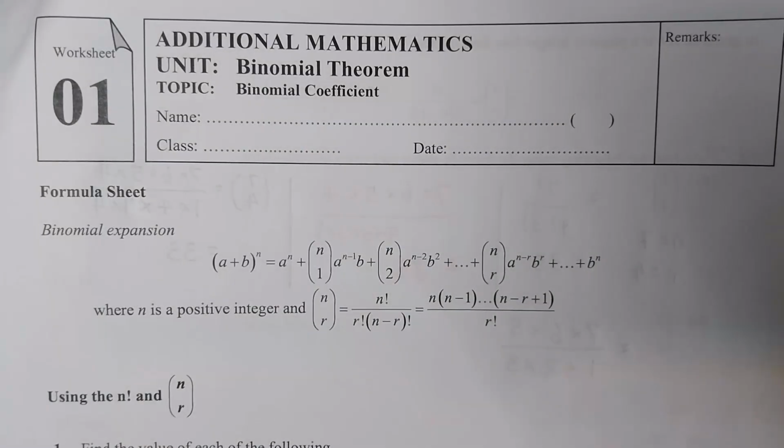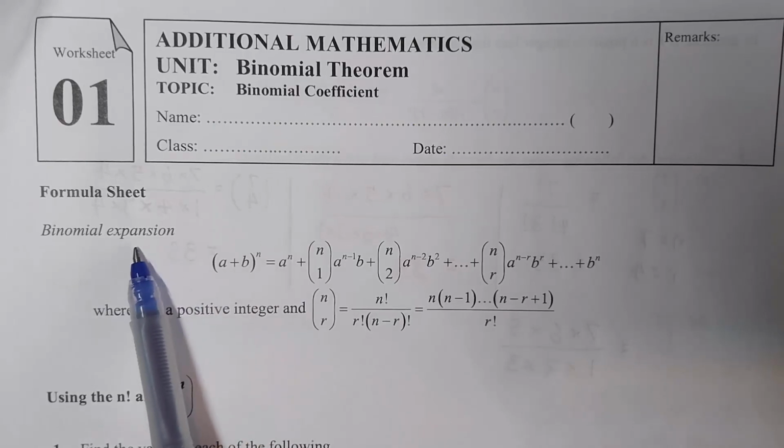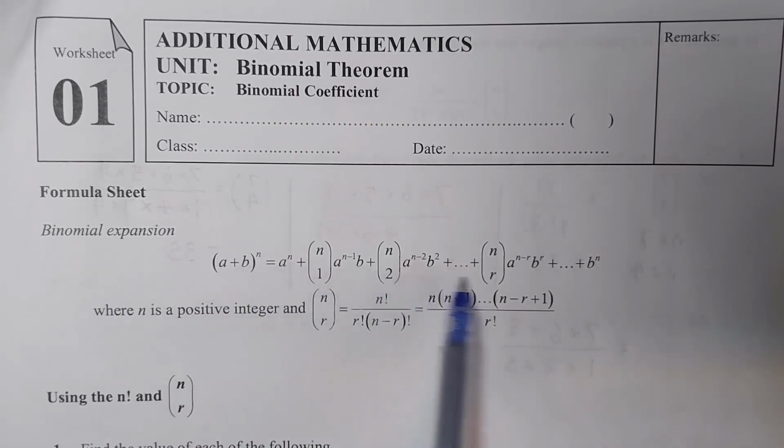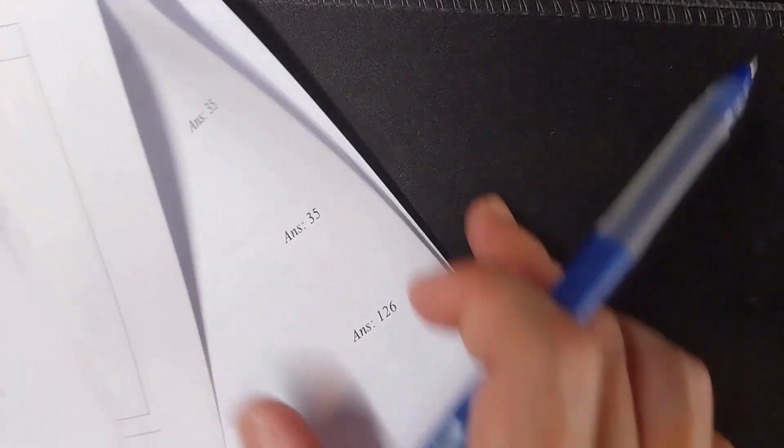Welcome to the second video of binomial expansion. Previously, we saw that the binomial expansion formula is given by this formula here. So how did this formula come about? Let's look at the Pascal triangle to find out.